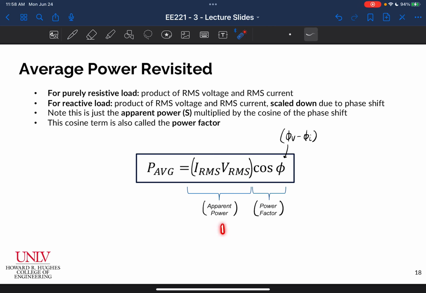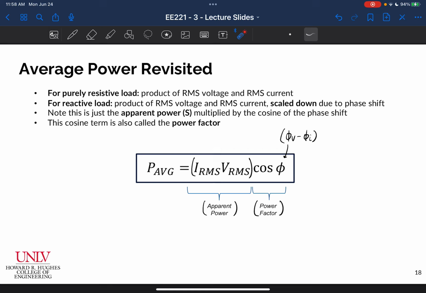They're important. You'll see these pop up quite often. Something might ask you to just find the apparent power of a circuit. Something might ask you to just find the power factor of the circuit. And so as long as you know how to set up this expression, you can always find those pretty easily.